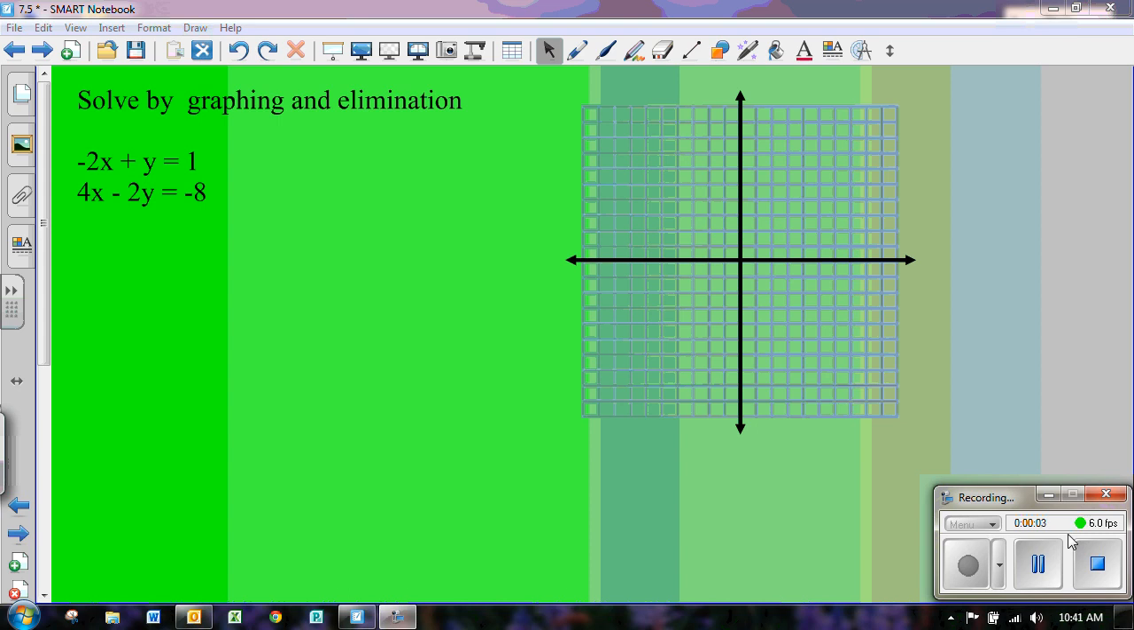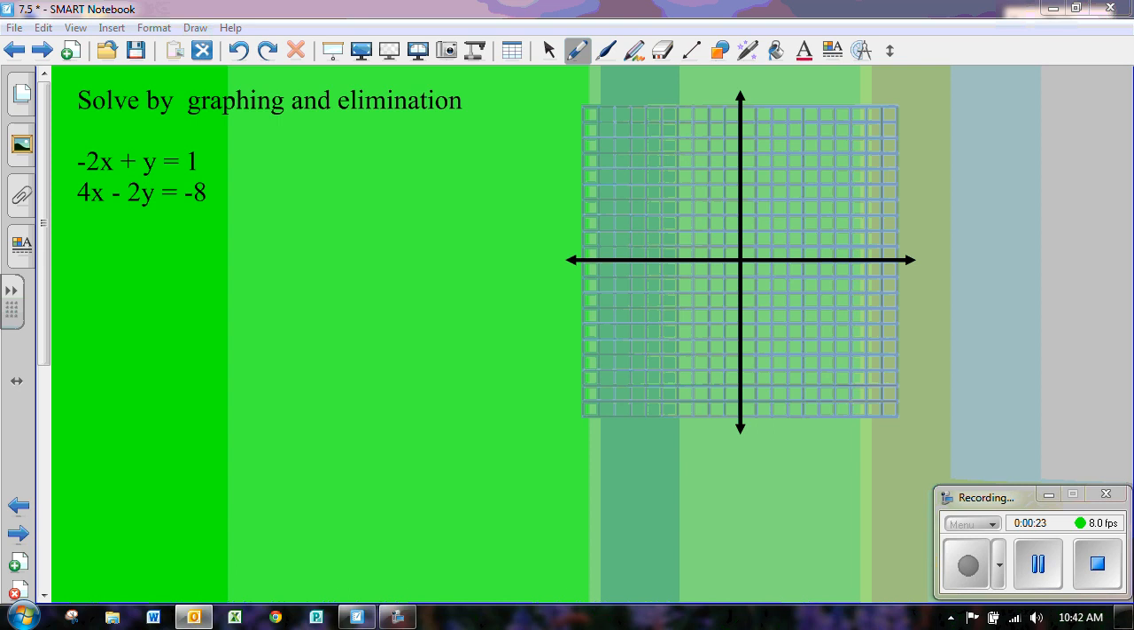All right, today we're going to look at a couple of special cases with our systems of linear equations, starting off by looking at these in terms of graphing and elimination, to see what happens. Our first one is negative 2x plus y equals 1 and 4x minus 2y equals negative 8.